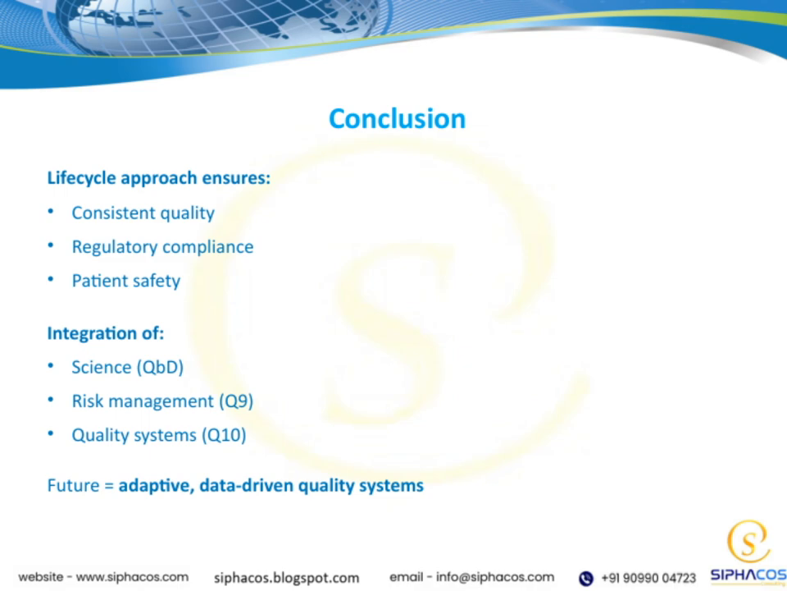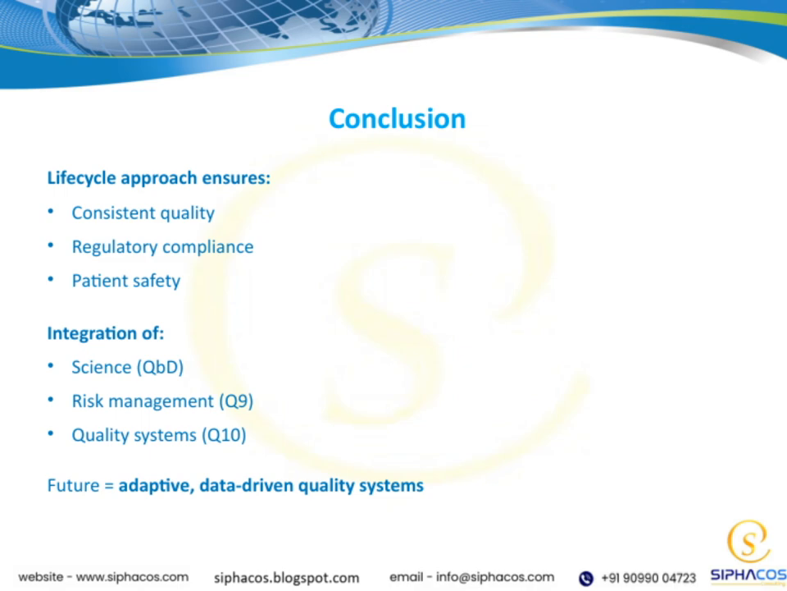This approach isn't just about one aspect. It integrates several key elements. First, science, specifically quality by design, or QBD, helps us build quality into the product from the start. Next, risk management, guided by ICH-Q9, allows us to identify and mitigate potential issues proactively. And then, quality systems, as outlined in ICH-Q10, provide the framework to keep everything consistent and controlled over time.